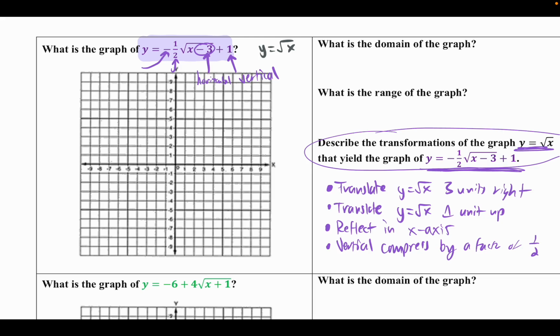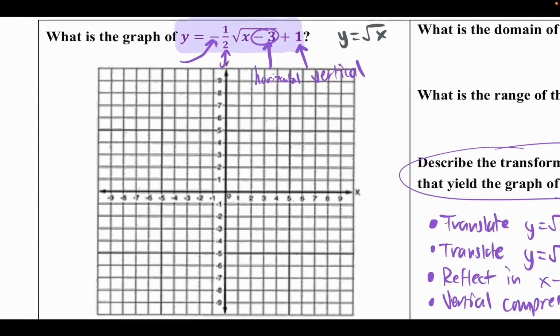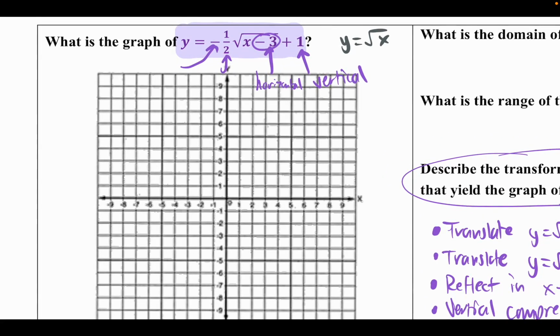Okay? All right, so I'm just going to do this a few pieces at a time to show you how this results in the graph of what we're trying to graph right here. So I'm just going to start with y equals square root of x, and we're going to change little pieces of it at a time. So if I graph y equals square root of x, that's just the parent square root function. That's going to look just like this, right?